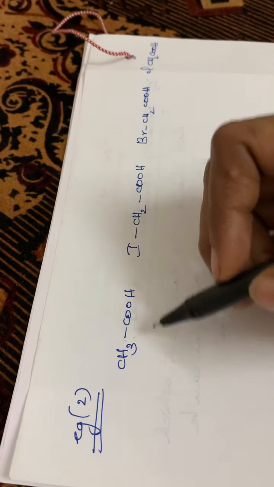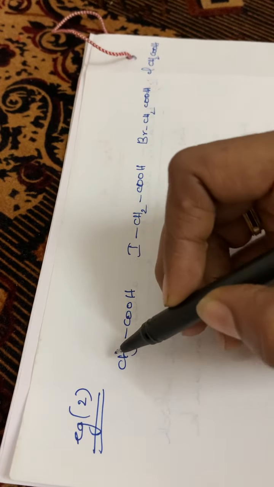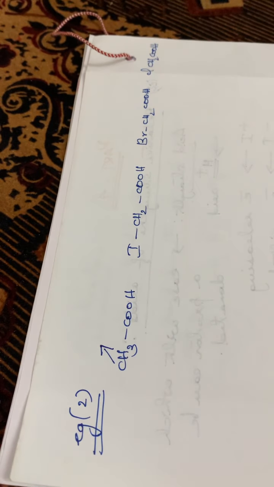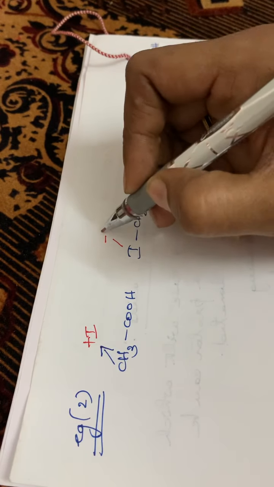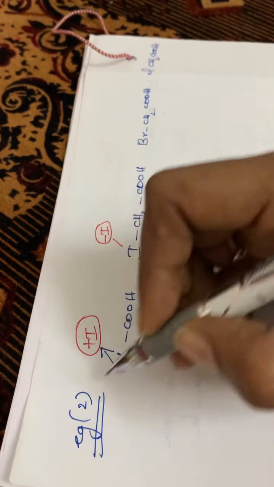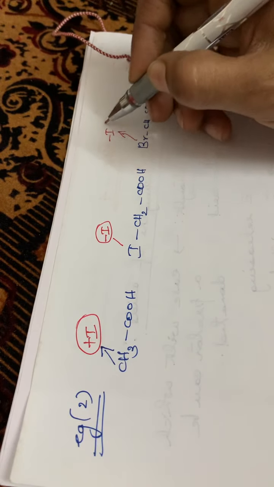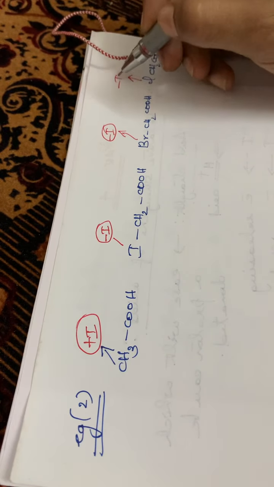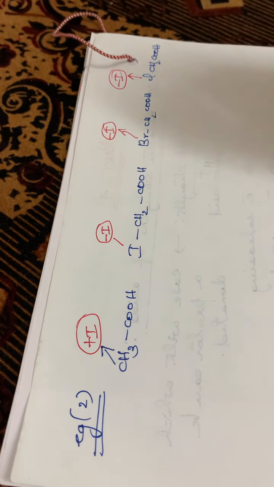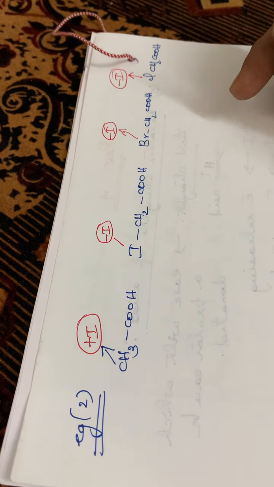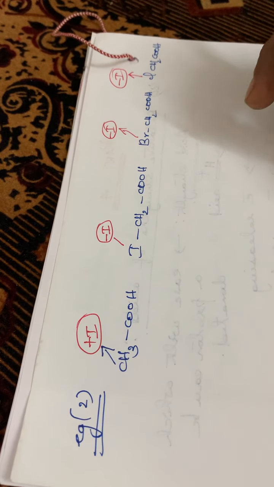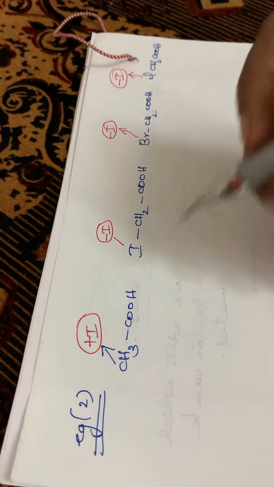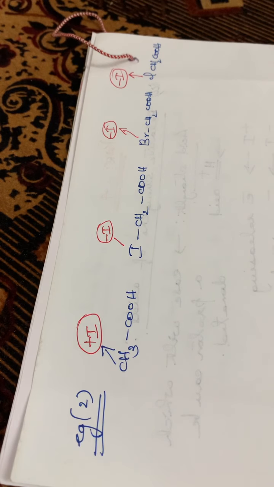See here, what all groups are attached? Here one methyl group is there. This methyl group, what effect is it having? It is having plus I effect, isn't it? Then iodine, it is having minus I effect, right? Minus I. Then bromine is also having minus I effect. Then chlorine also has minus I effect. Okay. First of all, if two compounds are given, you have to identify what type of group is attached, and what type of inductive effect the group is exerting. So this is the first point to be noted down.